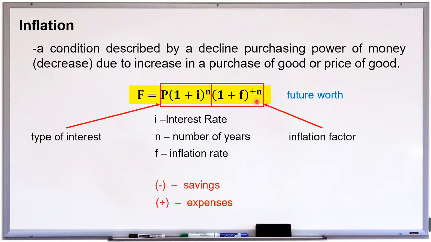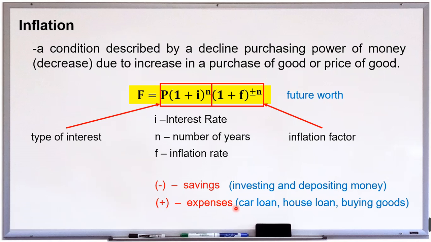Now, let's focus on the exponent of our inflation factor. We have here plus and minus n. The question is, when can we use the positive n, and when can we use the negative n? We can use the negative n if the transaction is more on savings. Examples are if you invest or deposit money in a bank. So you use negative n. You use positive n if the transaction is more on expenses. That is, you apply for a car loan or a house loan, or you buy some goods or services.